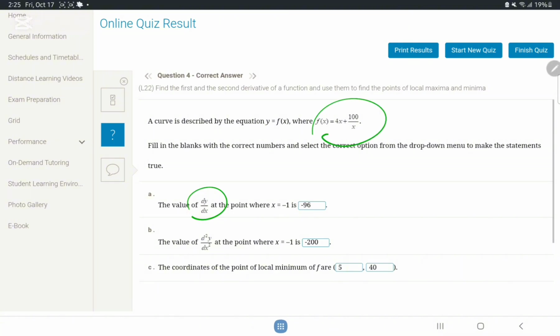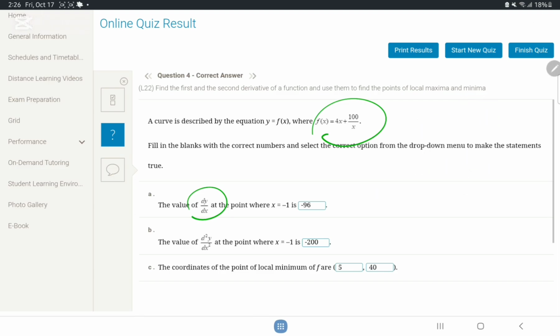Start deriving this function. So the derivative of 4x is 4 plus 100 multiplied by x to the power of negative 1. You take it up, okay? Put negative 1 here. So 4 minus 1, negative 1 multiplied by 100 multiplied by x to the power of negative 1 minus 1 will be negative 2. So over x squared. Okay, so you're left with 4 minus 100 over x squared. Substitute by negative 1. So you're left here negative 1 squared. So 1, and then 4 minus 100 will get you negative 96.